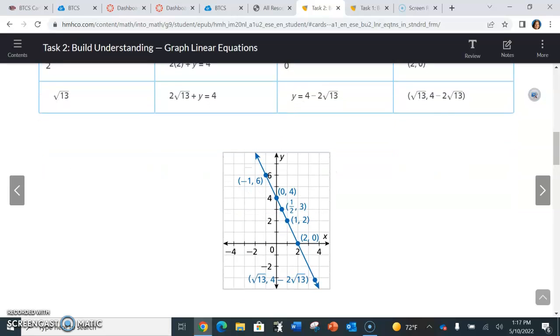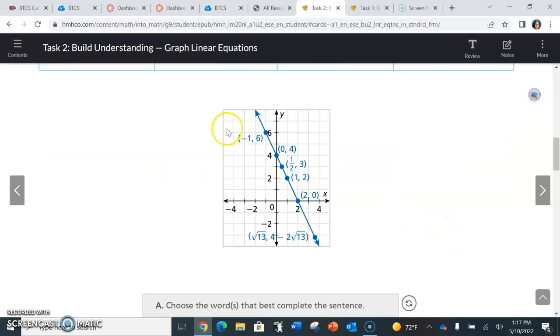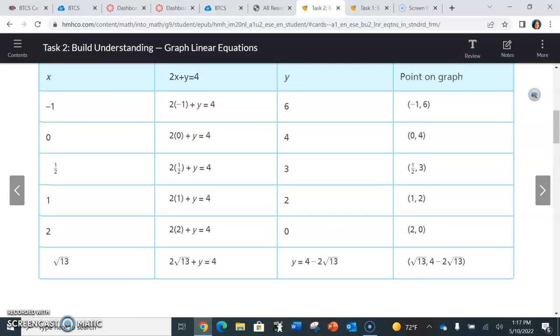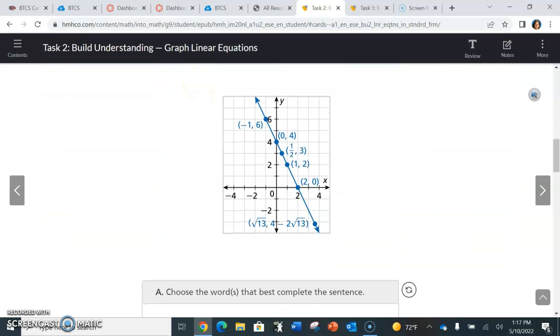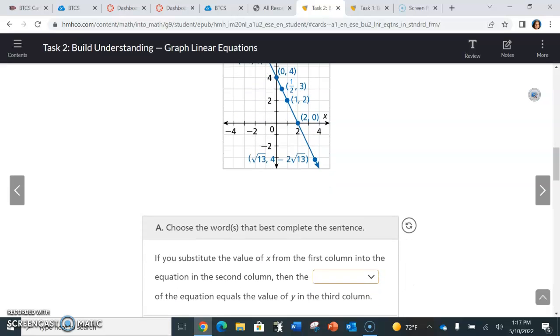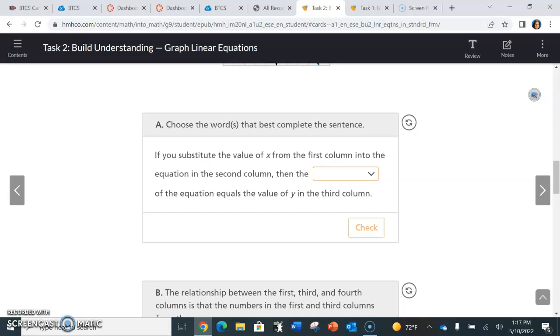These ordered pairs are going to represent this linear equation. So they've graphed the points and they've drawn the line there, and that line represents 2x plus y equals 4. And you can see that all of those points fall on that line, on that linear equation.